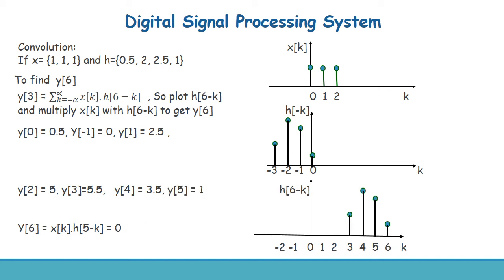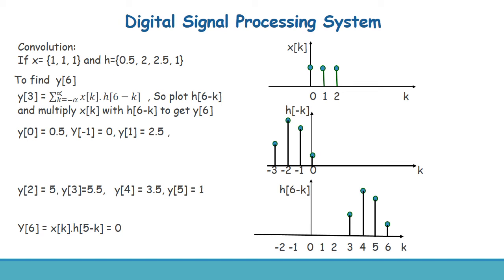And then if you find y of 6, you shift h of minus k by 6 places. Now there are no overlapping samples, and therefore when you multiply, you end up getting 0. So y of 7 also will be 0, y of 8 also will be 0, because every shift means this sequence shifts towards the right, and there will be no overlapping samples between x of k and h of n minus k.